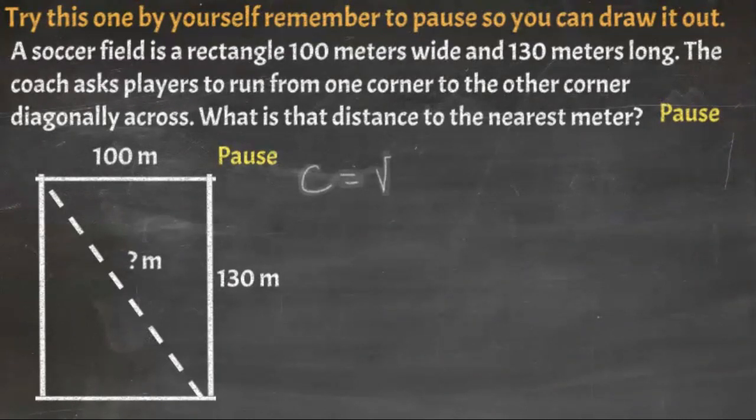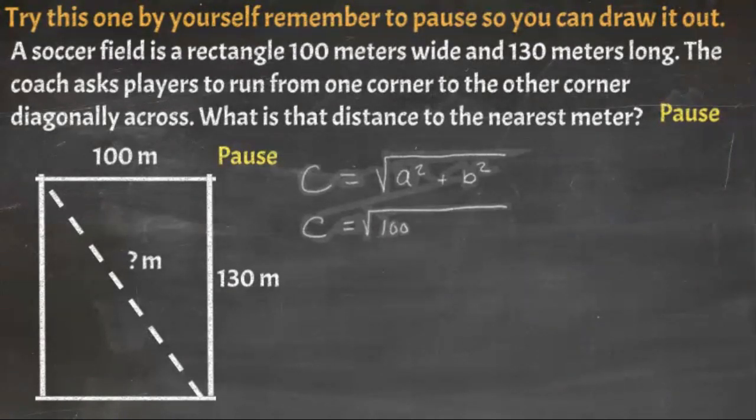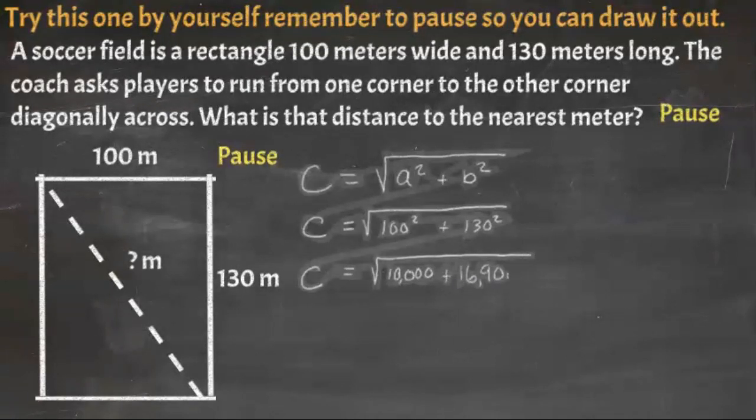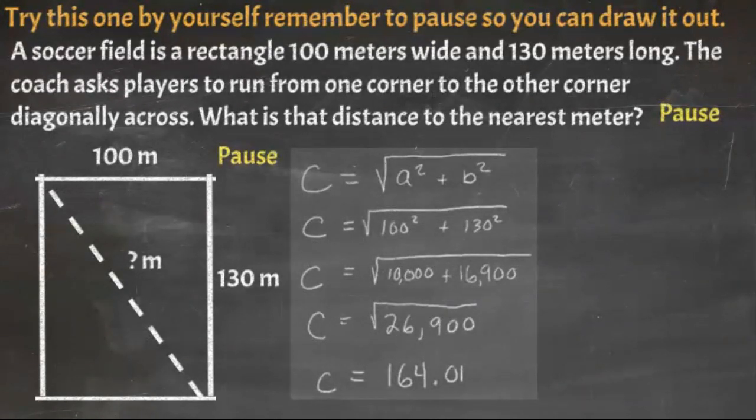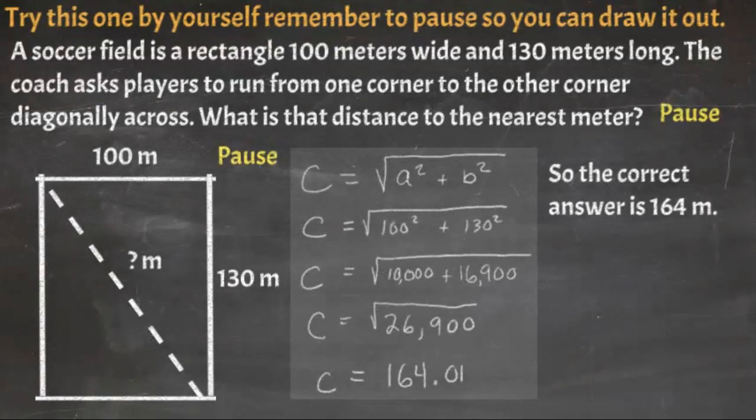So we get c is equal to the square root of a squared plus b squared, which makes c equal to the square root of 100 squared plus 130 squared, which equals c is equal to the square root of 10,000 plus 16,900. And that makes c equal to the square root of 26,900. And that makes c is equal to 164.01. Because we are rounding to the nearest meter, the correct answer is going to be 164 meters. The 0.01 is rounded off. Good job.